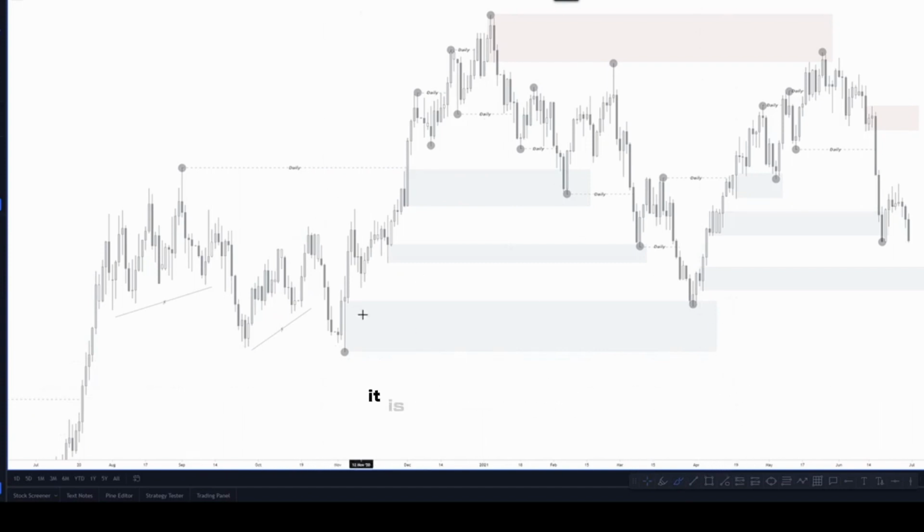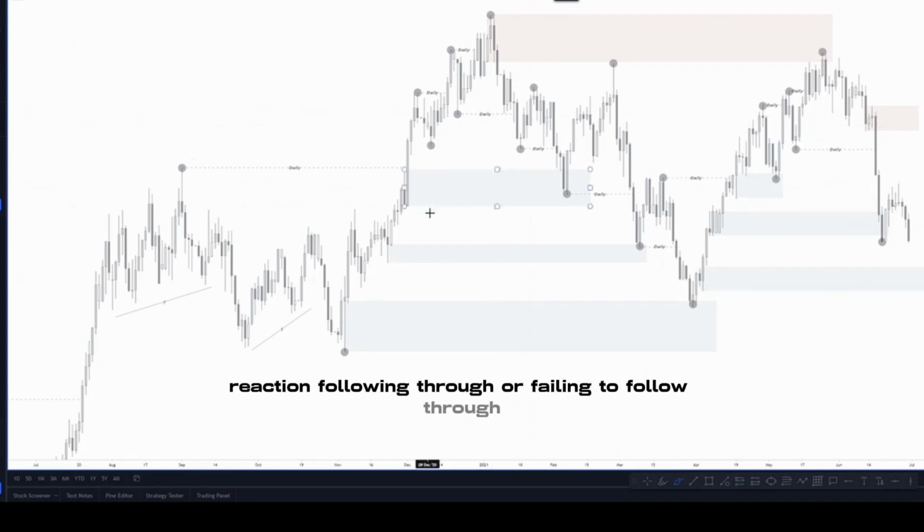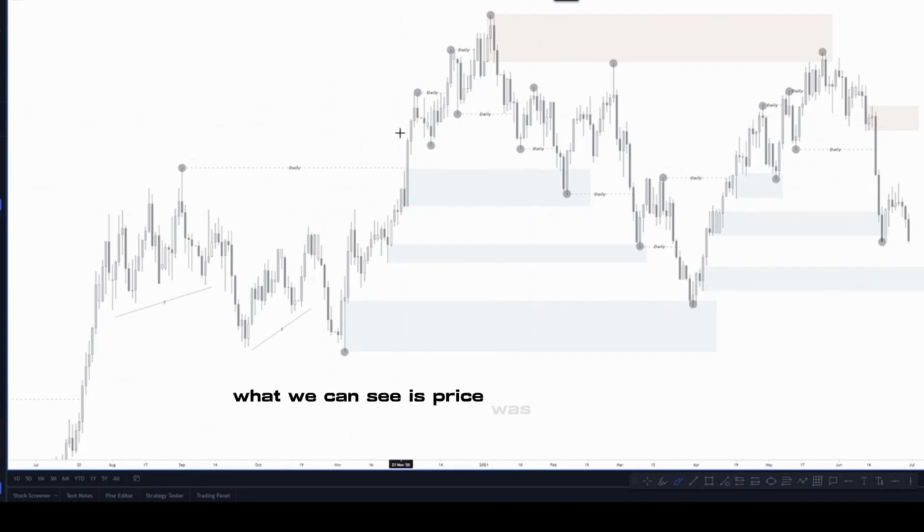Because as we can see, it is quite powerful when you understand supply and demand, where you can see where price is likely to see a reaction. We combine it with market structure, we can see the likelihood of that reaction following through or failing to follow through. In this case, price was in an uptrend, but then we switched to a downtrend. We started reacting to demand zones, but the demand zones failed to actually hold price and follow through with a higher high. And we've seen price continue to move to the downside.